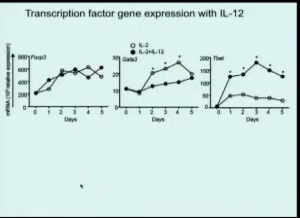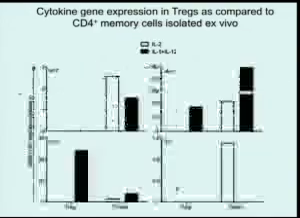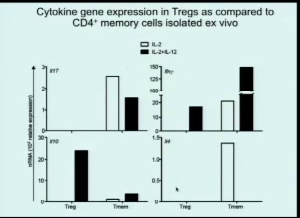We looked at transcription factors and found that indeed GATA3 was decreased with addition of IL-12 over here, whereas T-bet, as expected, was increased with addition of IL-12, classic T-bet mediated induction of gamma interferon secretion. And one could look directly at T-bet expression in the Tregs, and this is comparable to naive T cells with induction. We looked at cytokine gene expression in Tregs as compared to CD4 memory cells isolated ex vivo by TaqMan PCR.